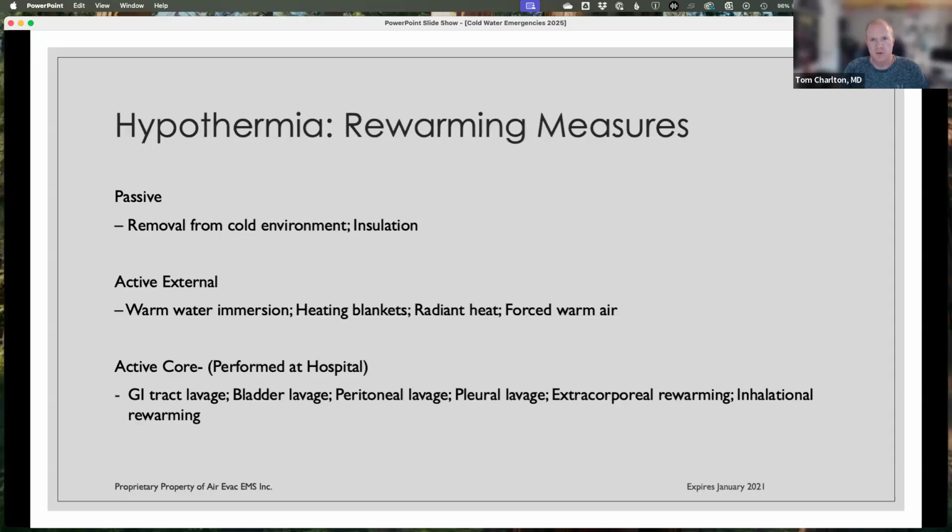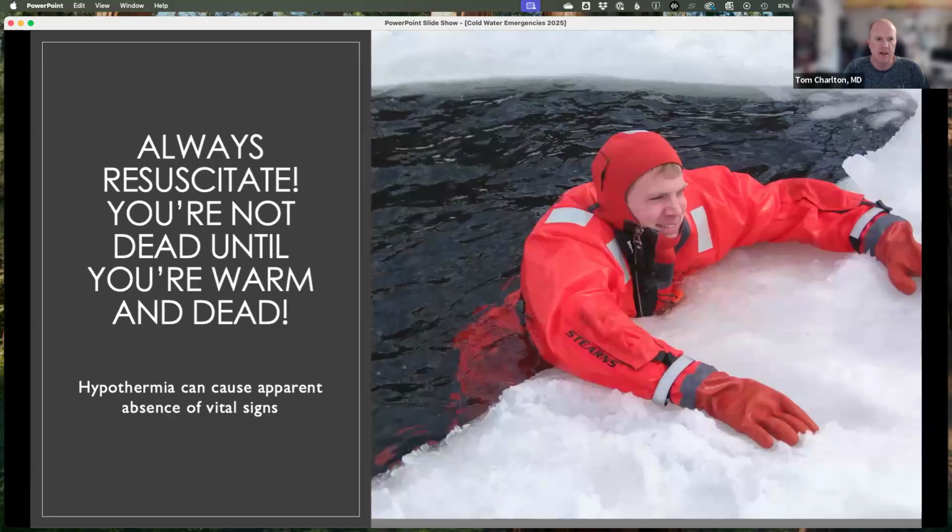So again, passive rewarming is what we're going to be able to accomplish in the field, and after that, it's mostly going to be hospital-based, such as warm water immersion and more invasive means of getting the patient warmed back up. And there's the old adage of always resuscitate. You're not dead until you're warm and dead. There's a lot of truth to that.